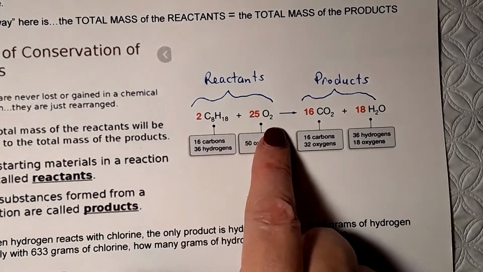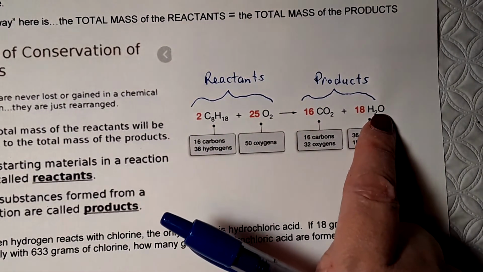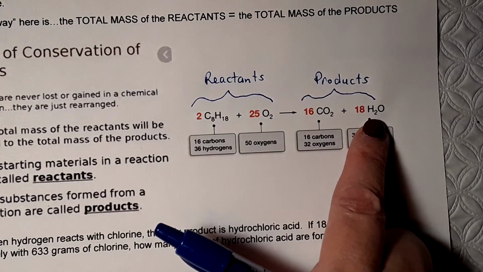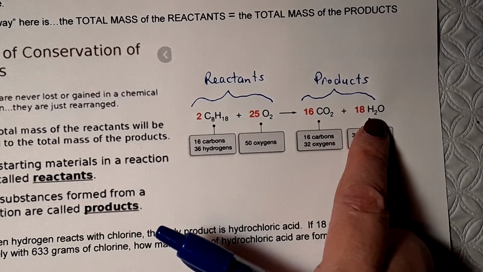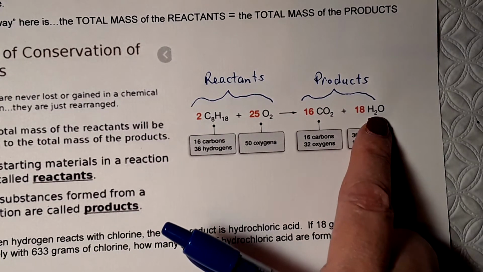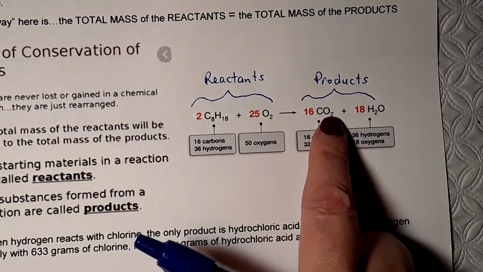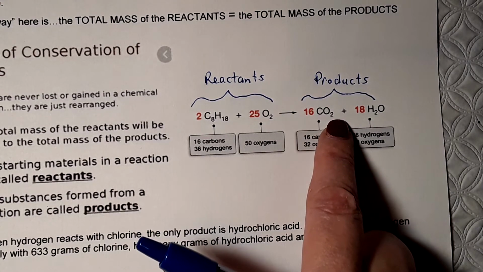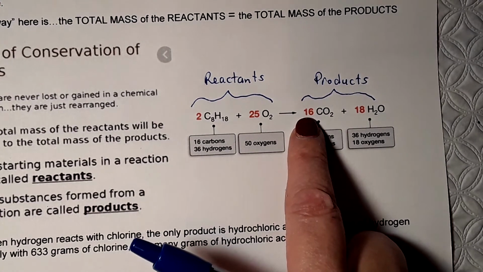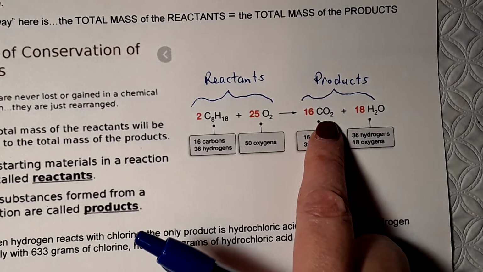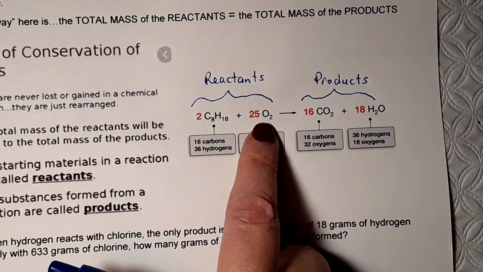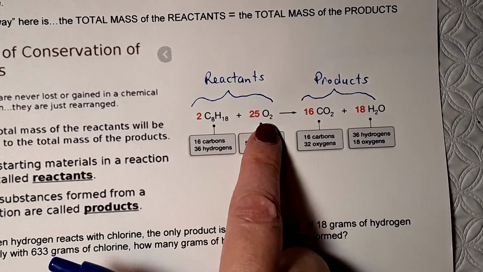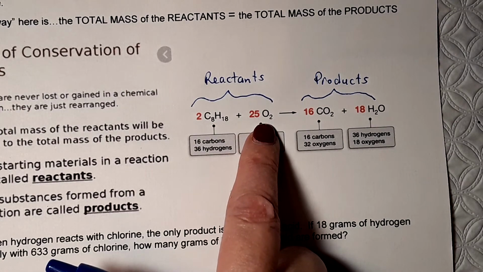Well, these are chemical symbols for compounds. All right, you recognize this one, H2O. This is water. 2 hydrogen atoms and 1 oxygen atom is a water molecule. And we have 18 water molecules here. CO2 is carbon dioxide. It's carbon and oxygen. 2 oxygen, 1 carbon. And we have 16 of these molecules. Right here is just plain elemental oxygen. It always comes in pairs. We have 25 of them.